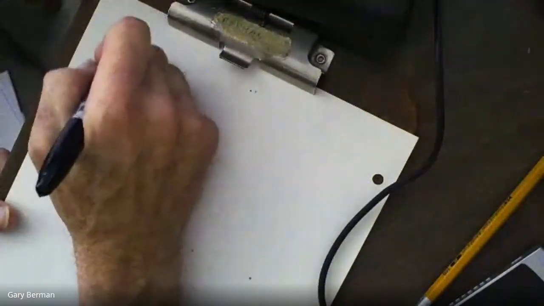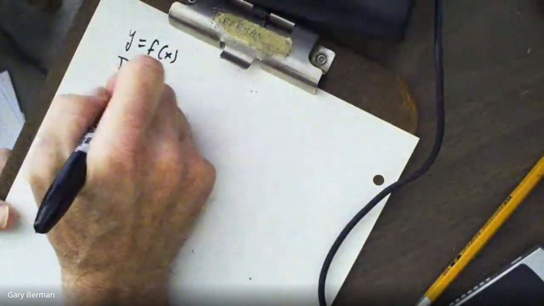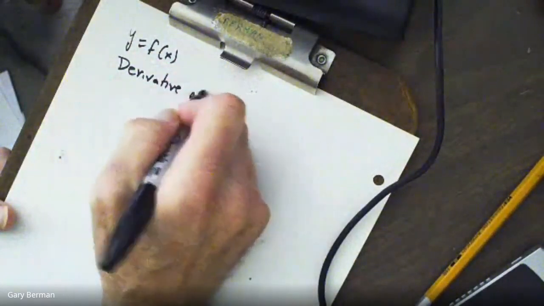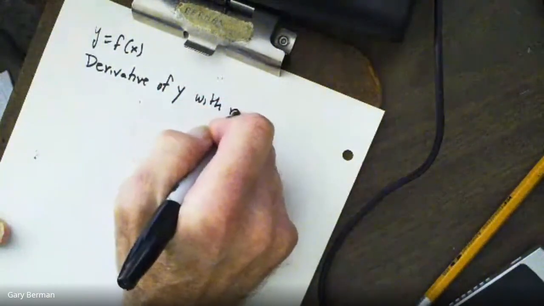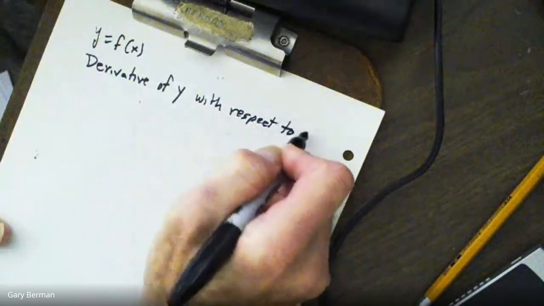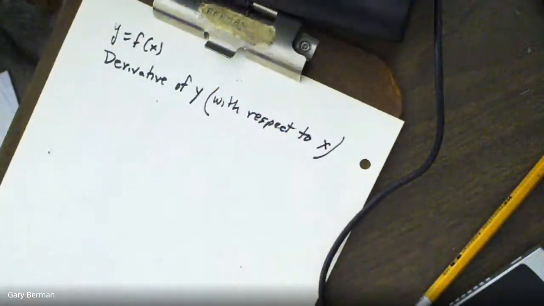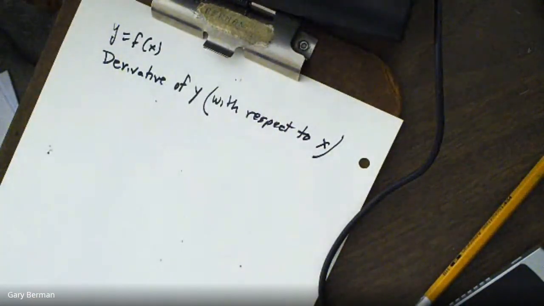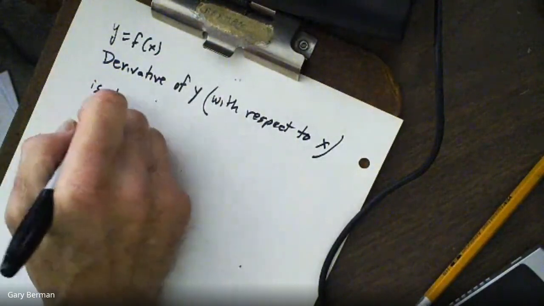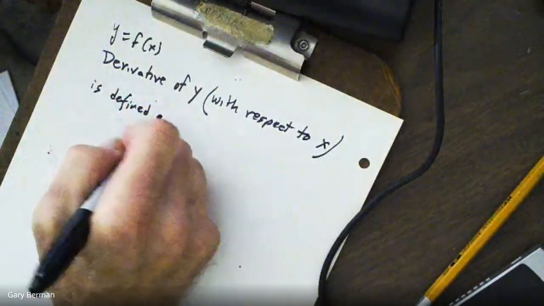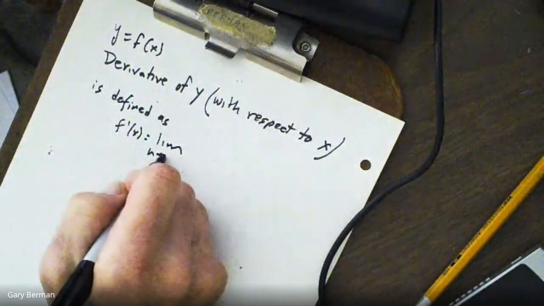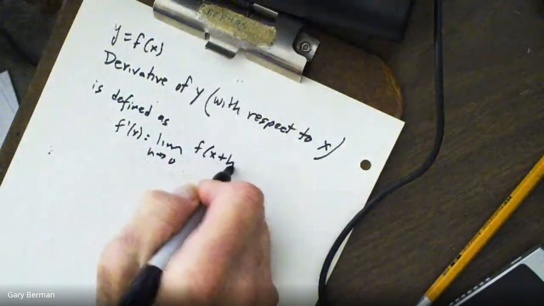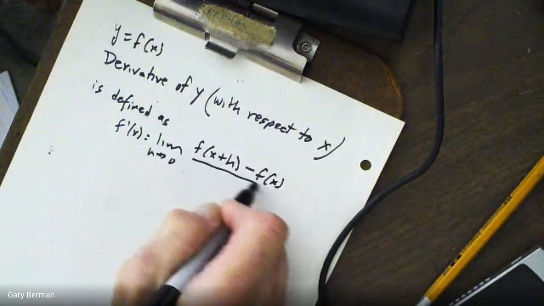So now let's summarize. If y is a function of x, we say that the derivative of y, and I like to always say with respect to x, because if you use a different letter, it's going to be with respect to something different, is defined as the limit as h goes to 0 of f of x plus h minus f of x over h.